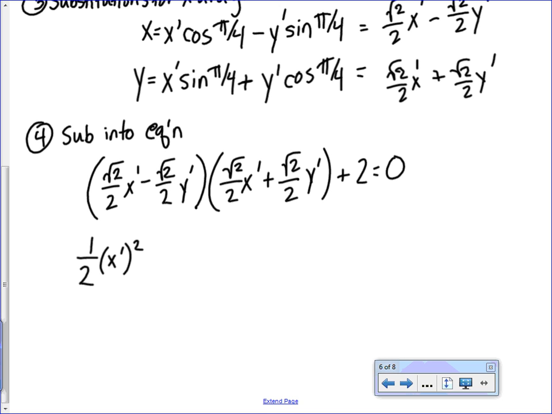So now I'm going to do my outside terms on the parentheses. The square root of 2 over 2 x prime times the square root of 2 over 2 y prime. 1/2 x prime y prime.